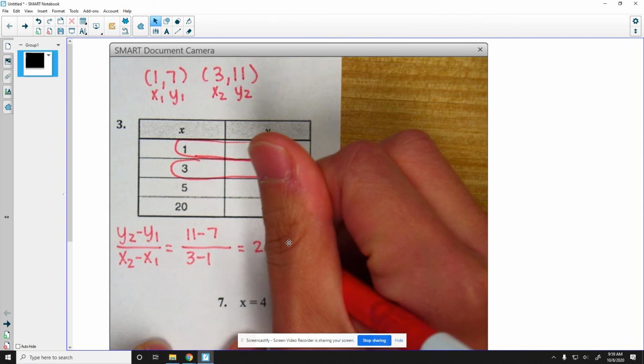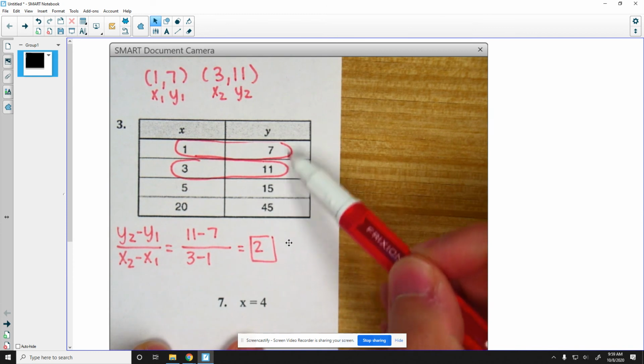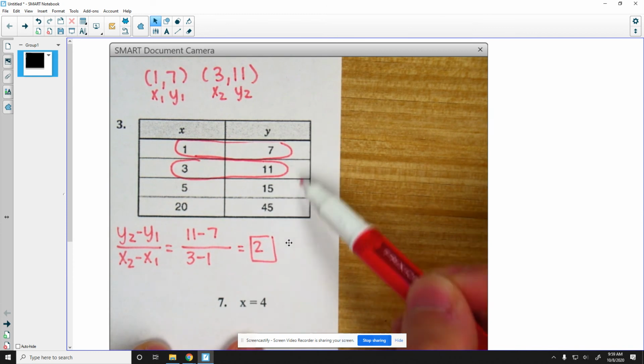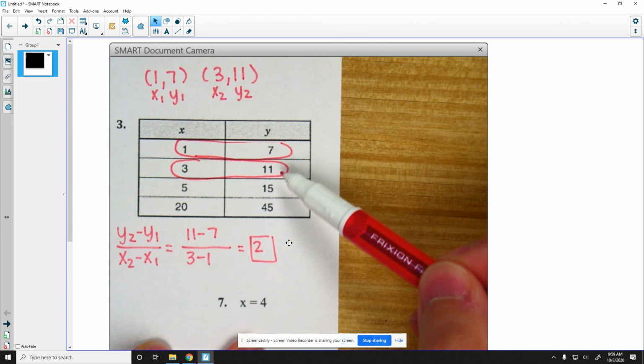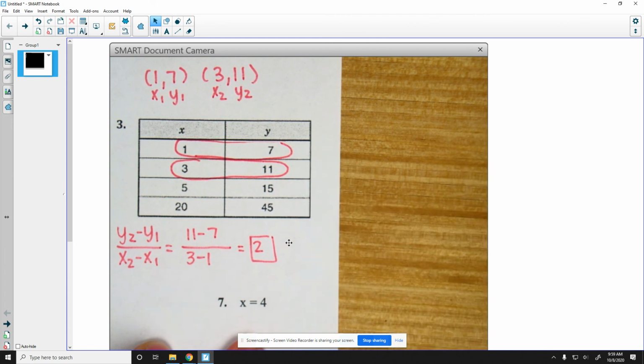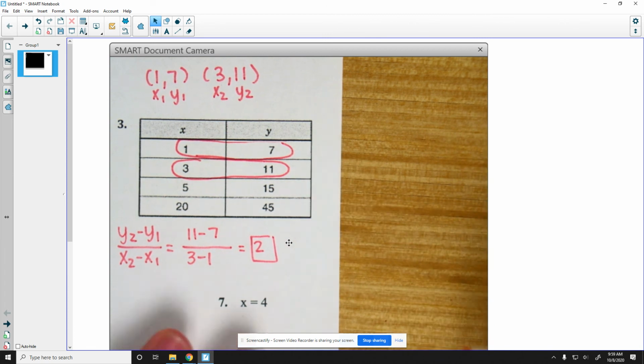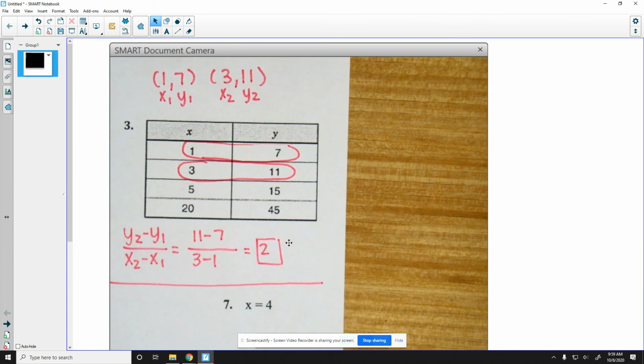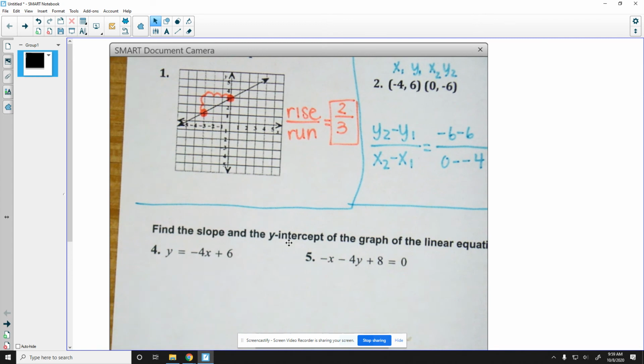Now, keep in mind what we said. If you didn't want to choose these two points, you could choose any two points. Honestly, I like to choose the smallest numbers. I like to choose the whole numbers. I like to choose the positive numbers. That's just my preference, but it's your call. Okay, let's move on. Find the slope and the y-intercept.